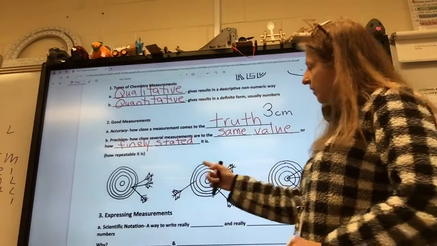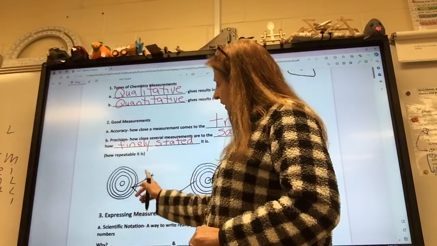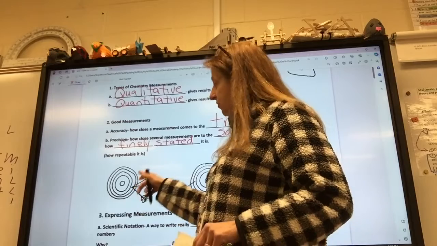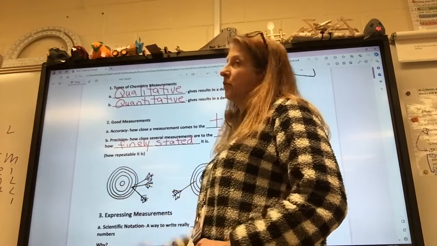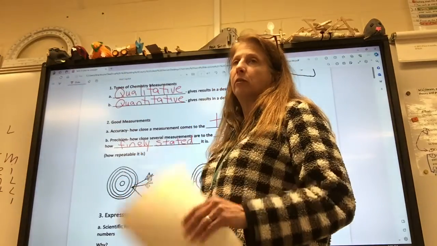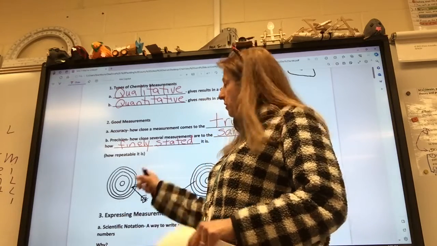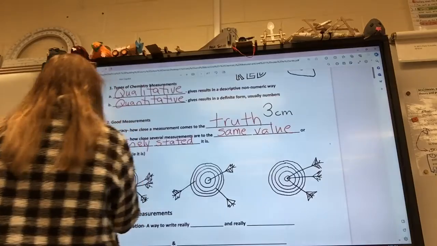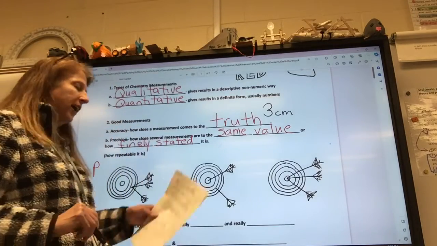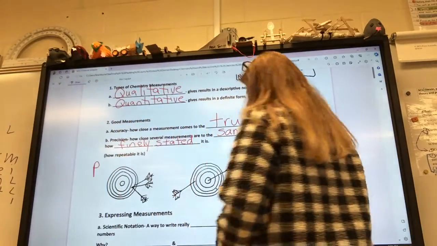All right, so here, I've got 3 arrows I shot close together, but not at the bullseye. Is it accurate? No. Is it precise? Yes, because I hit the same place. So this one is precise. We'll just put a P for precise. Okay? How about this one?